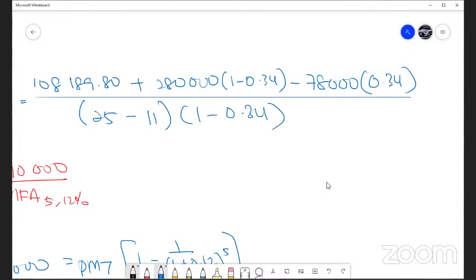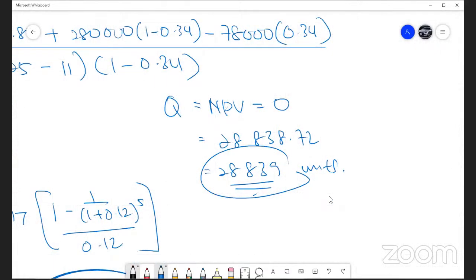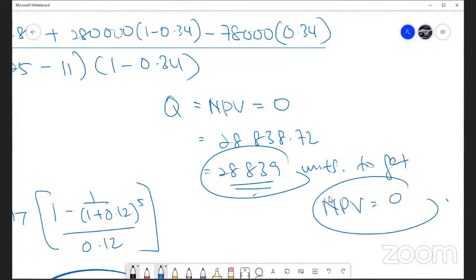So this whole figure will give you the quantity to break even, or the quantity to get NPV equals 0. So the quantity that gives you NPV equals 0 is 28,838.72. So you need to round this up lah. So you need to sell 28,839 units to get NPV equals 0, to break even. So your break even amount is 28,839.